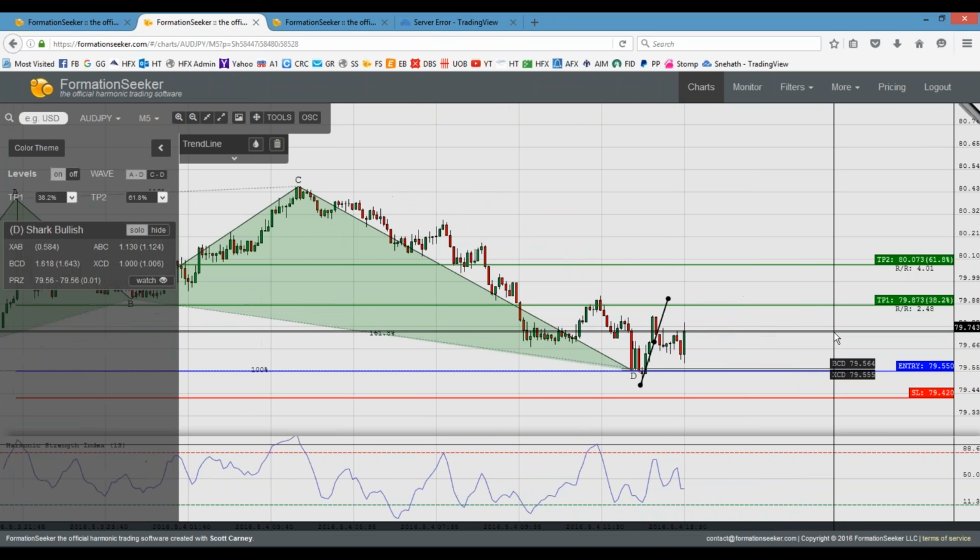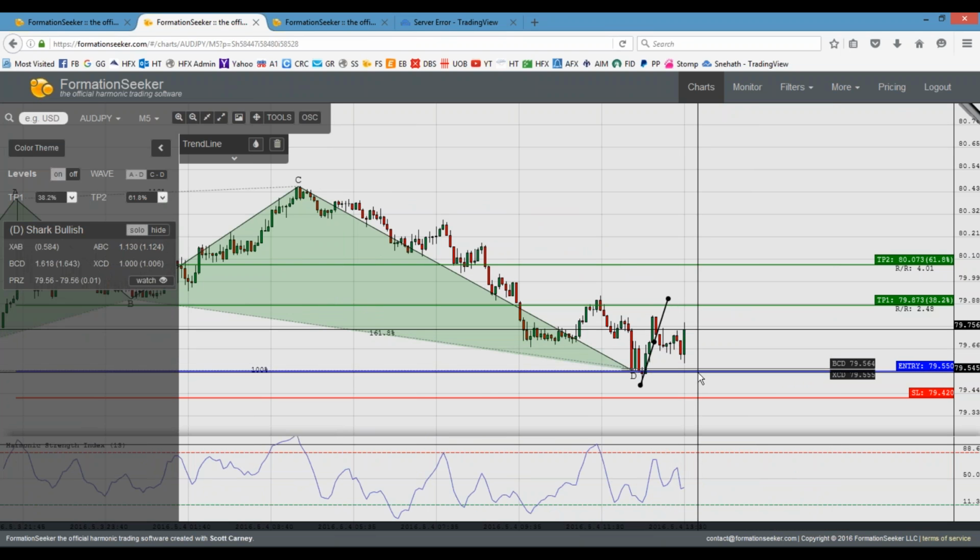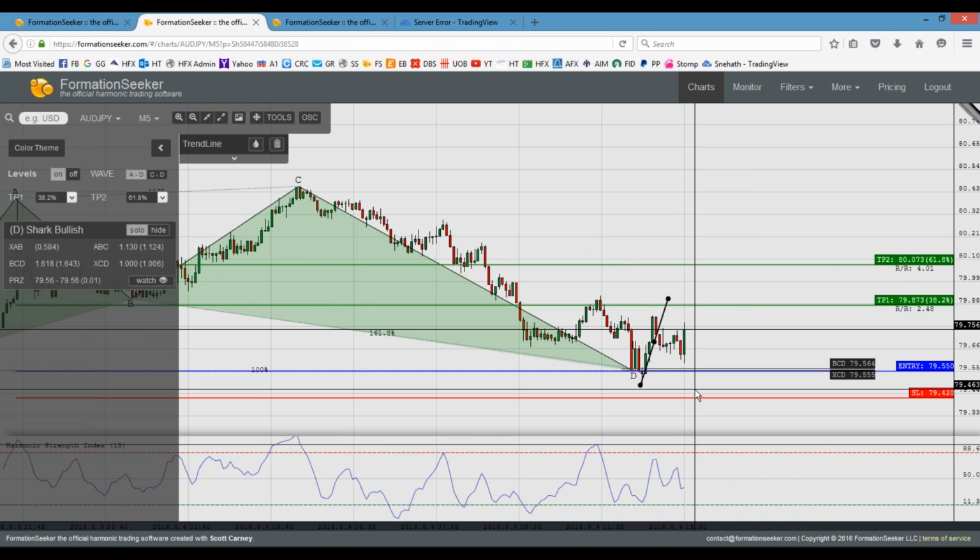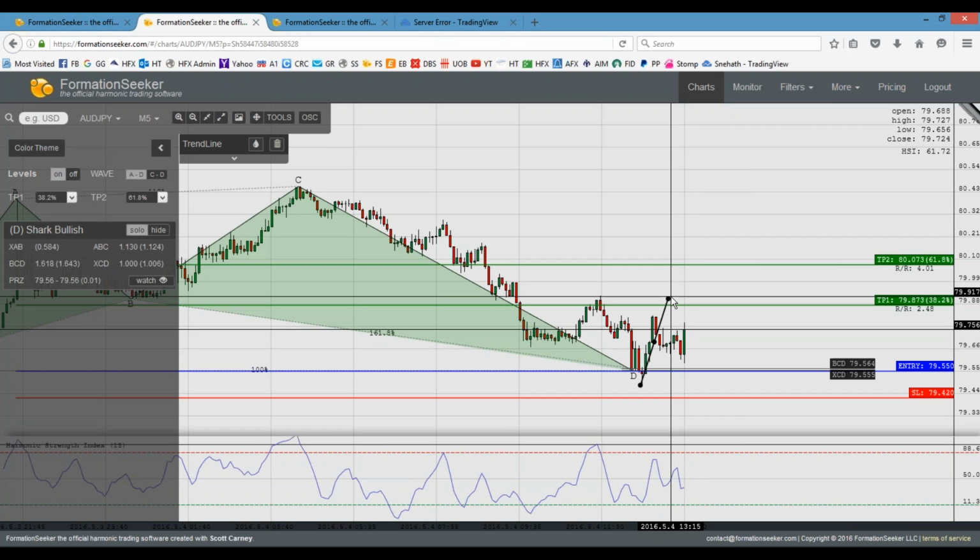So is there a type 2 entry? Not yet, but you could wait for it to bounce here. But on a 5-minute chart, I really don't want to do type 2 entries. This is really for a quick win, if you want to practice.